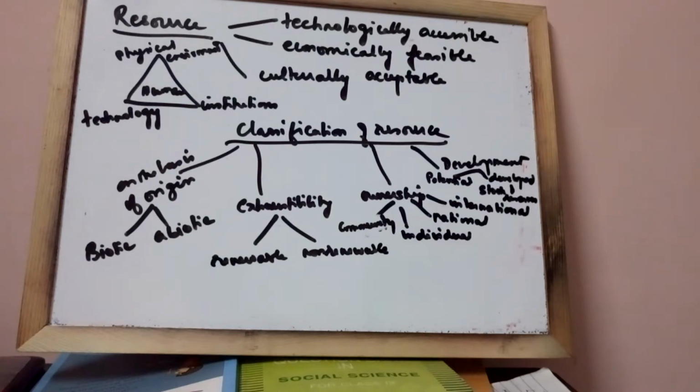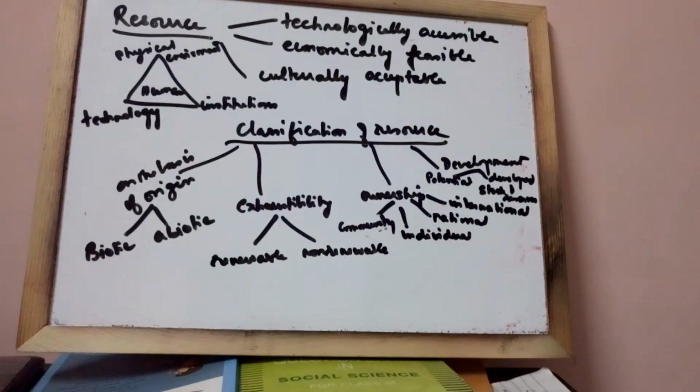The definition of resource: everything available in the environment which can be used to satisfy our needs. So how can it satisfy our needs? When it is technologically accessible, economically feasible, and culturally acceptable. Technologically accessible means the country should be in a position to explore the resource and take out the minerals.